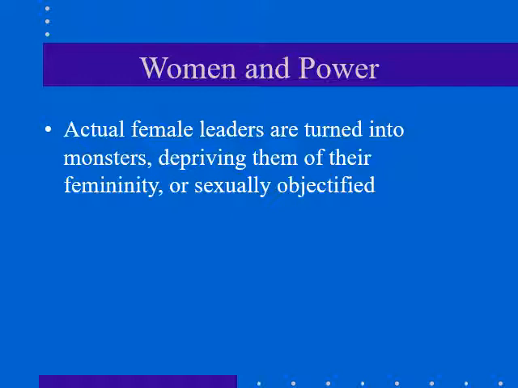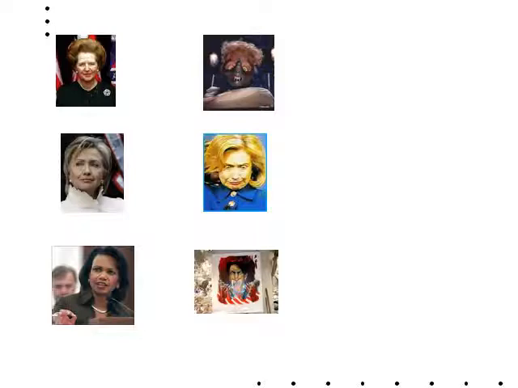Women in power is a discomforting combination. Actual female leaders are turned into monsters, deprived of their femininity, or they are hyper-feminized to the point of being sexually objectified, treated like sex objects, right? Some examples: this is Margaret Thatcher. She was the first female prime minister of Britain, and this is a Google image of her. They used to call her in the press Attila the Hen. And Hillary Clinton, of course, so many demonized images of her. This is Condoleezza Rice. She worked for President Bush in a couple of national security capacities. Here she is as a devil on a cake.